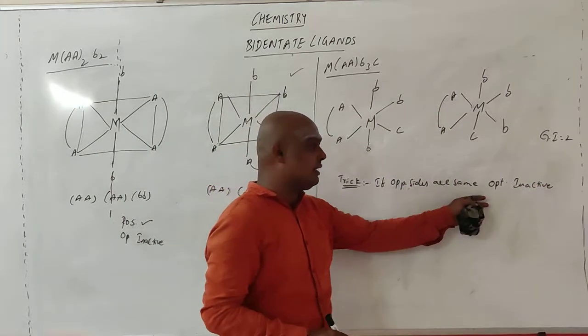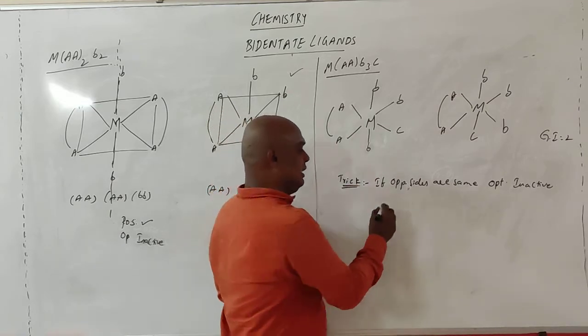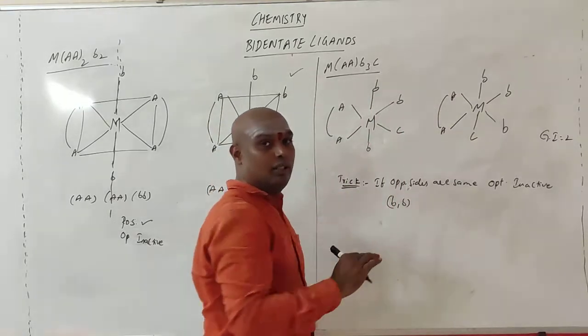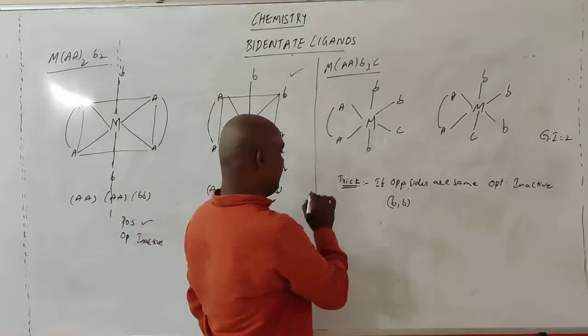See, if opposite sides are same, you are taking B. See, opposite side, this is B. So you are having B and B. So optically inactive. This is the first condition.